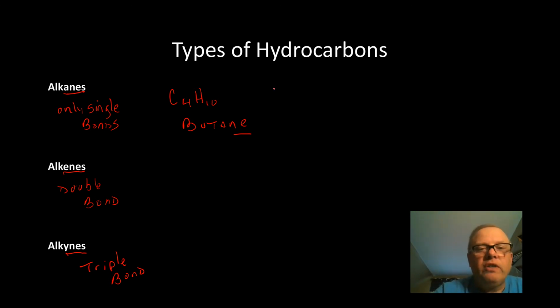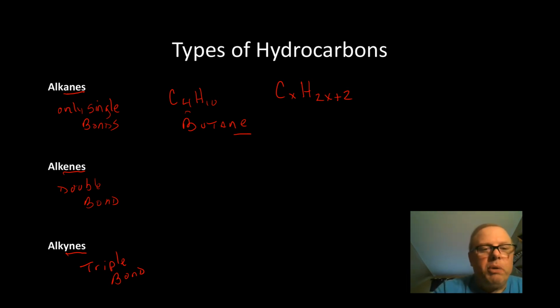Its generalized formula then will be CxH2x plus 2. So in other words, for C4, H is 2x plus 2, so 2 times the number of carbons plus 2. That will tell us that something is an alkane, and this is its general formula.